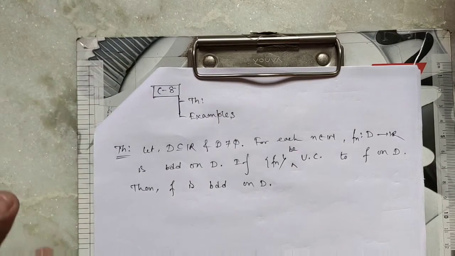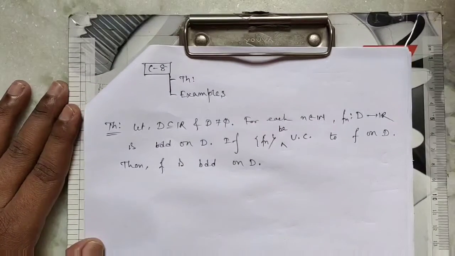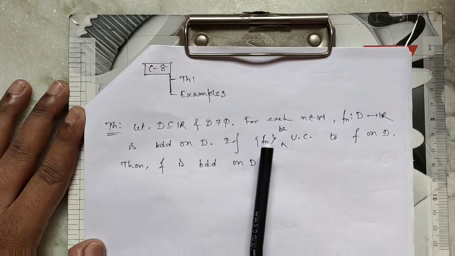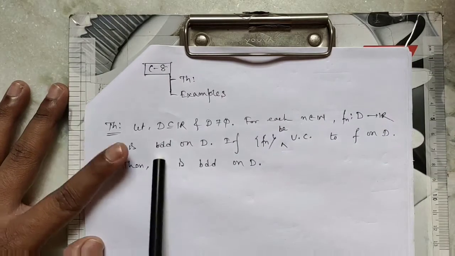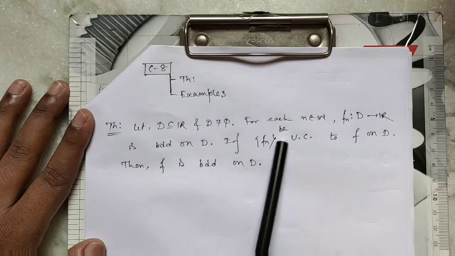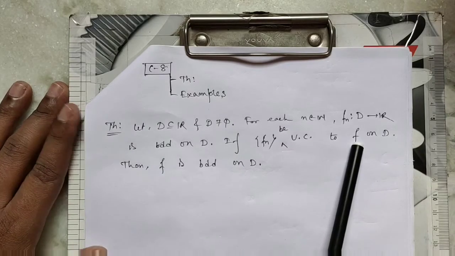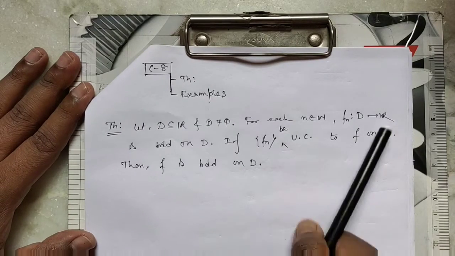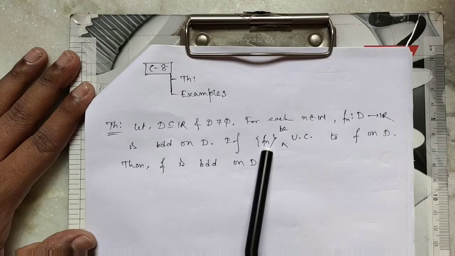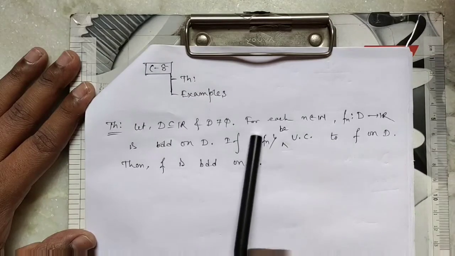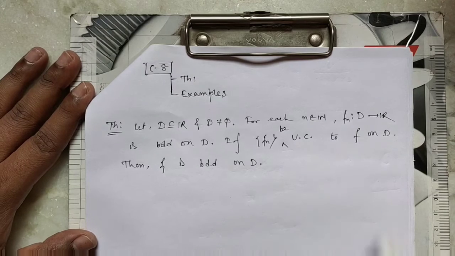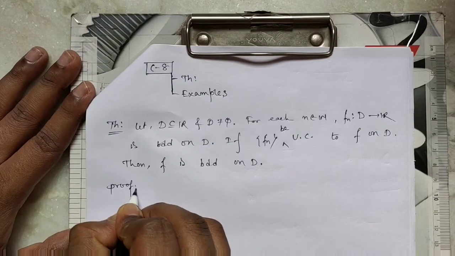So the theorem says that if every term of the sequence of functions is bounded, that is, each fn is bounded on D, and the sequence of functions uniformly converges to f, then the limit function is also bounded. Okay, so we discuss the proof.